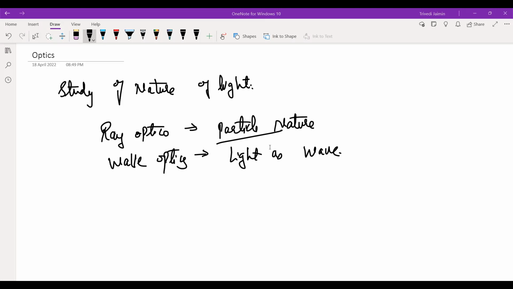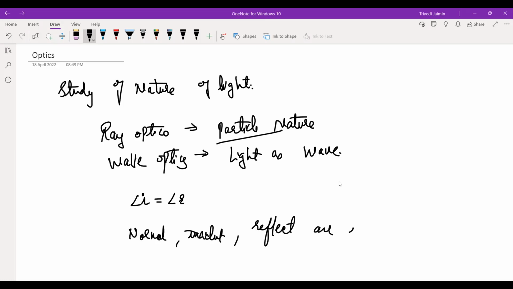Laws of reflection, you remember? Angle I equals angle R. And all three, the normal, incident and reflected rays, are in the same plane.